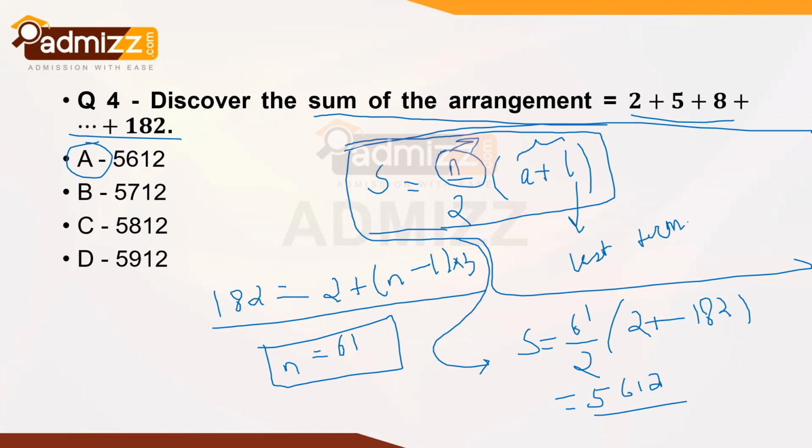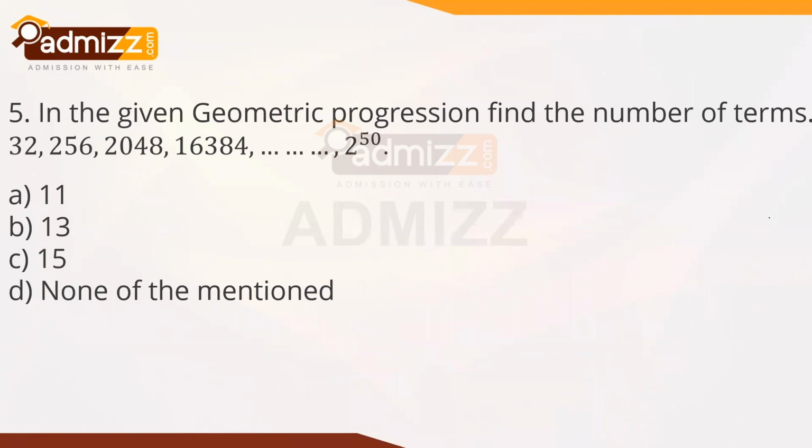Someone is asking where 61 came from, right? So 61 is the value of n, which is the number of terms in this sequence. Someone's asking, what is L? L is the last term. All right, so hopefully everyone was clear on this. Let's move to the fifth question involving geometric progressions.